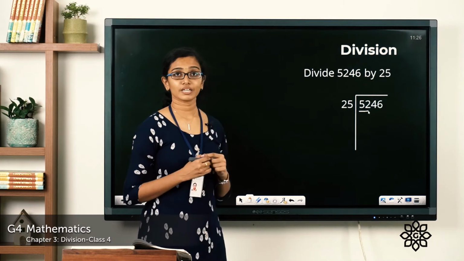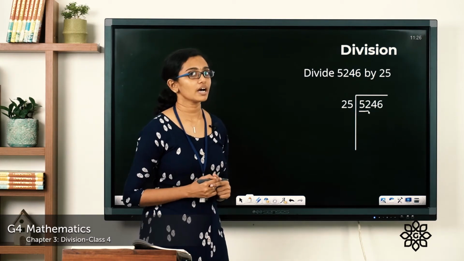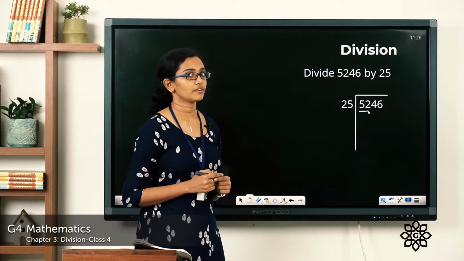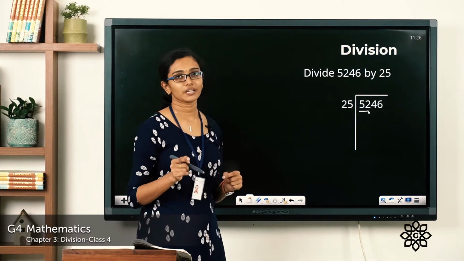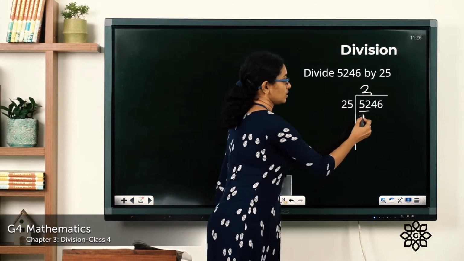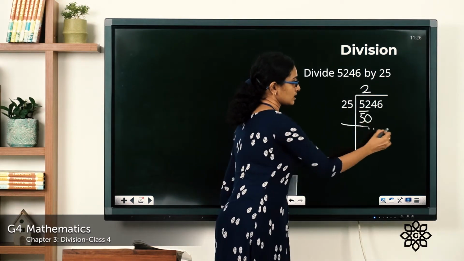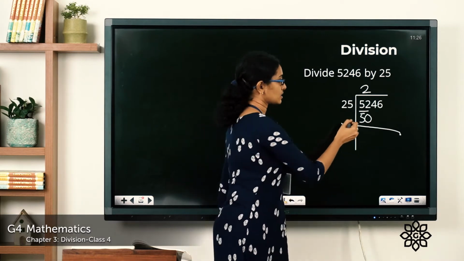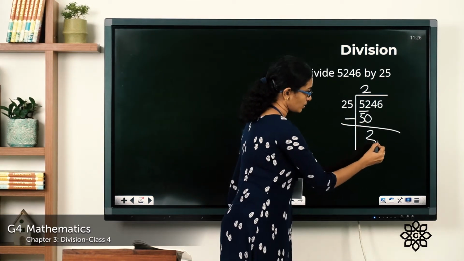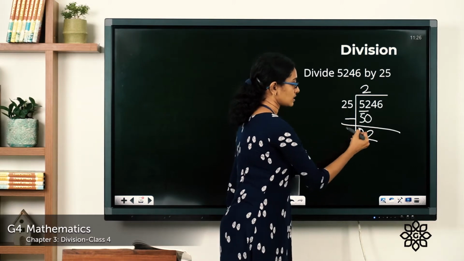So 25 ones are 25, 25 twos are 50, 25 threes are 75. So let's take 25 twos. 25 into 2 gives you 50 here. So subtracting these two numbers will give you 2 minus 0, 2 here. 5 minus 5 is 0.